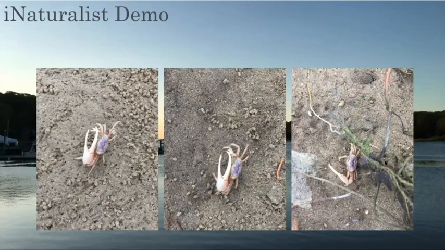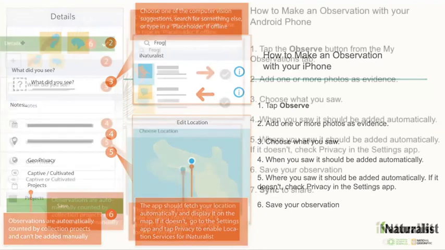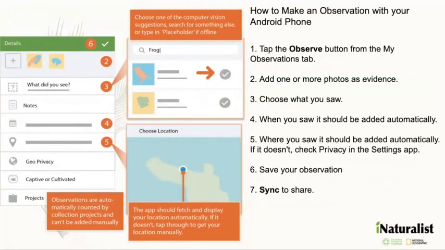I just want to point out that iNaturalist has great resources for how to use the app on their website, which is iNaturalist.org. Today I showed you how to use iNaturalist on an iPhone, but there's also a guide on how to use iNaturalist for Android users. I do want to point out that that is available to you on the website.